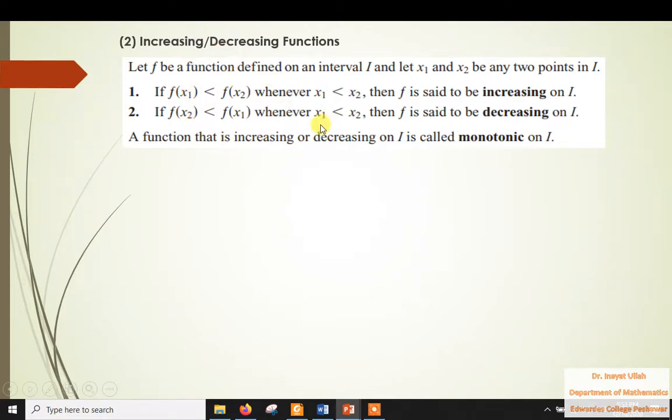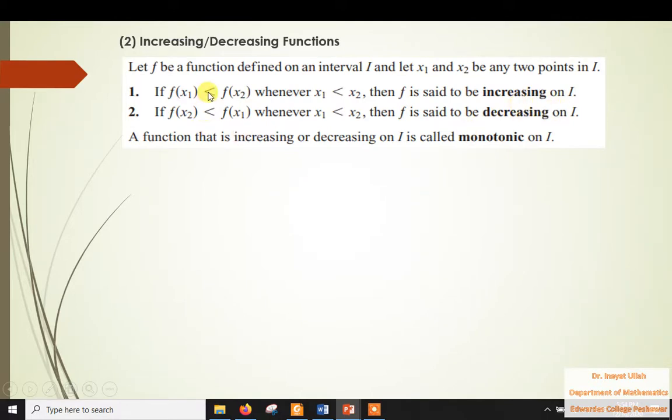If you see here, if x1 is less than x2, the same inequality, x1 is less than x2, and whenever you find f of x1 and that f of x1 is greater than f of x2, what does it mean? If this inequality is reversed, x1 is less than x2, and we see here f of x1 is greater than f of x2, so this inequality reversed. So in this case, we'll say that f is decreasing on that interval.